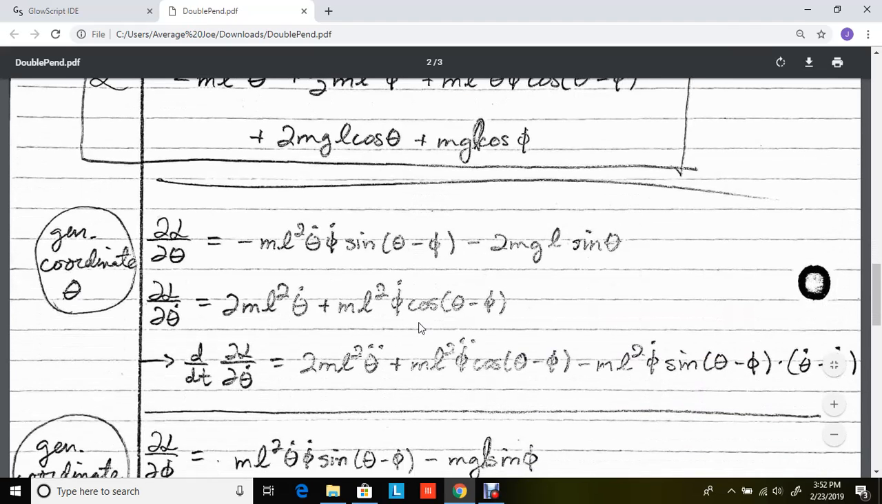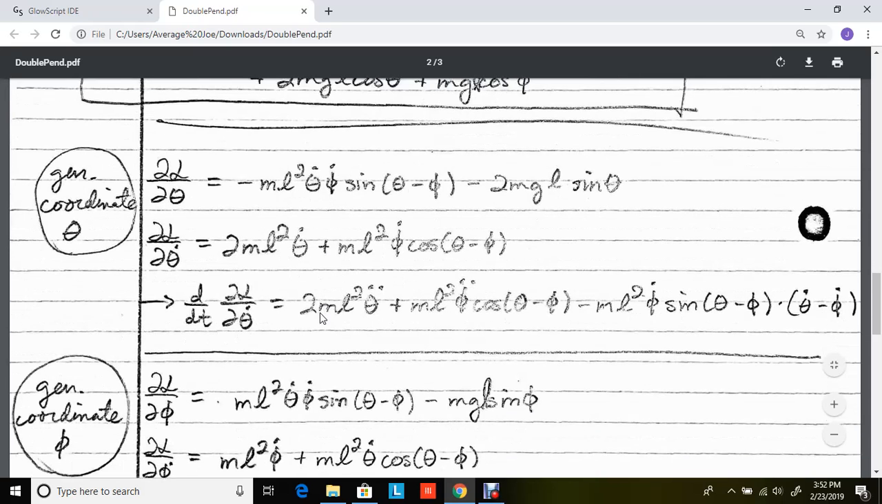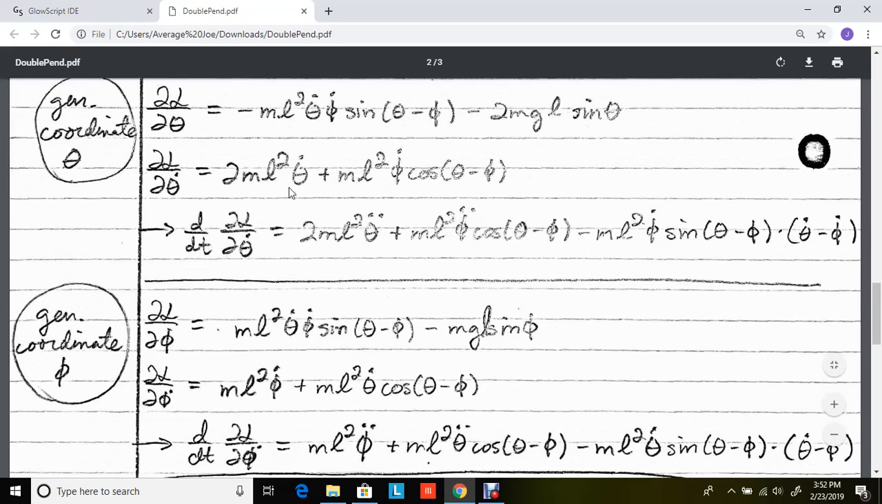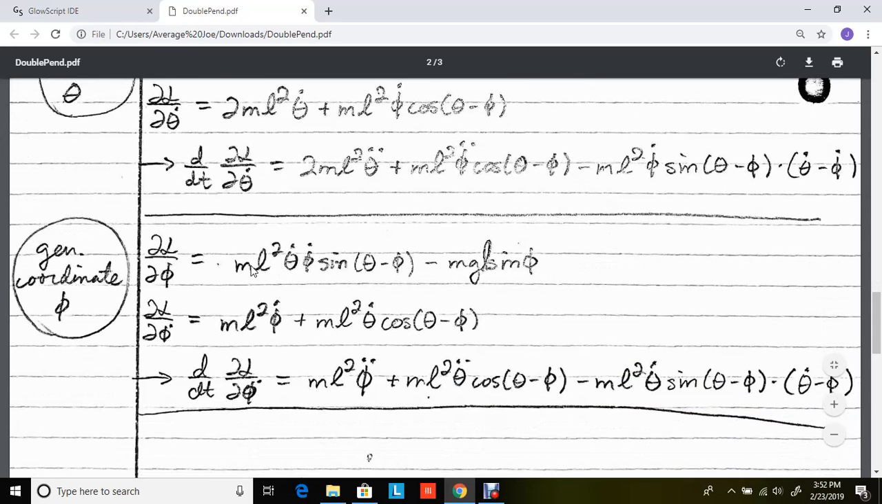So now we need to start taking the partials with respect to each of those coordinates. And we know by the properties of the Lagrangian that this term should be the same as this term. So we will go on to set this expression equal to this one. And likewise with phi, this expression equal to this one.